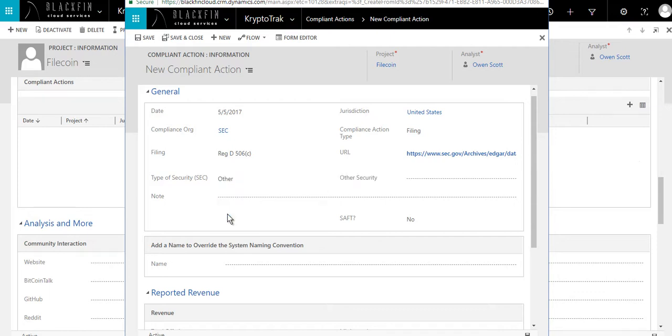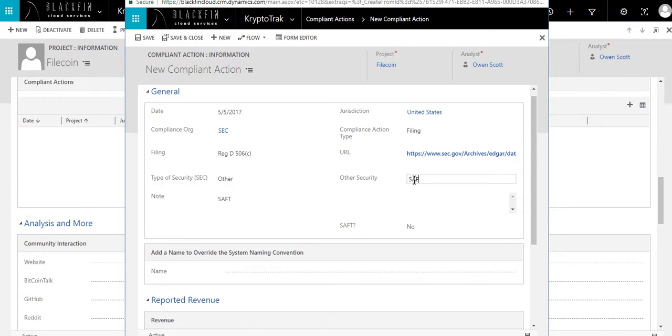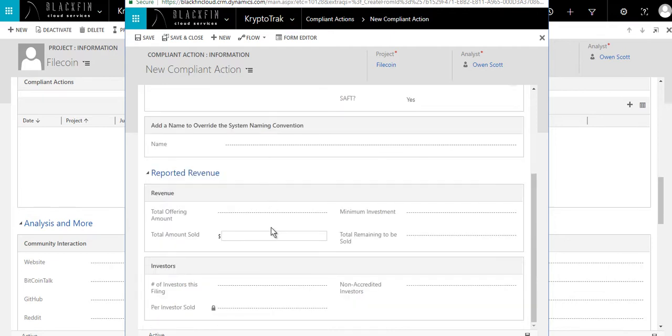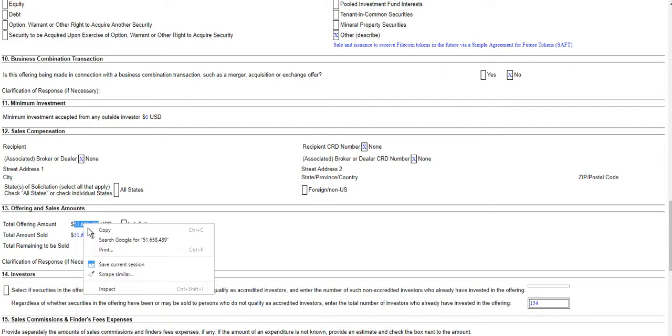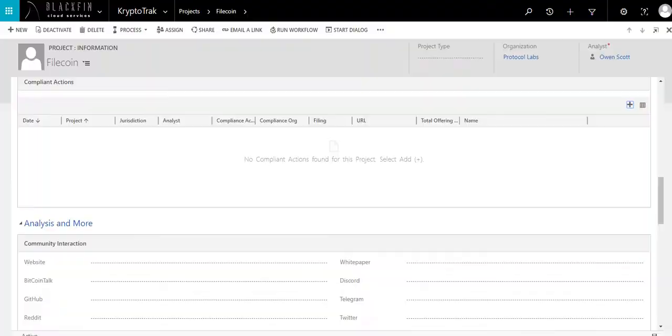Type other, right? Basically I could type that note, but I'm just going to write SAFT here. Just remember, I could copy and paste that note, and in fact, that's what I would do here. SAFT, yes or no, yes. And total offering amount, I think I have that pasted. Oh, no, I didn't. I'll go back and paste that. There's the amount. That's the total offering, total amount sold. So remaining to be sold is 0.